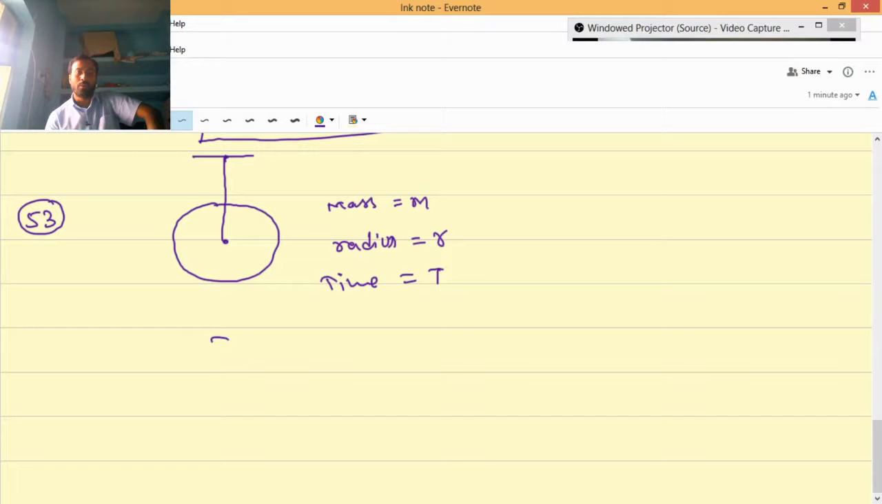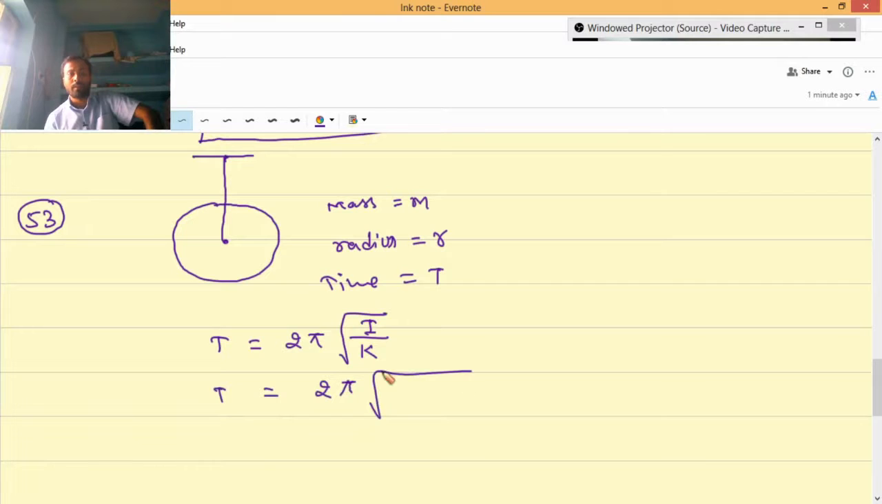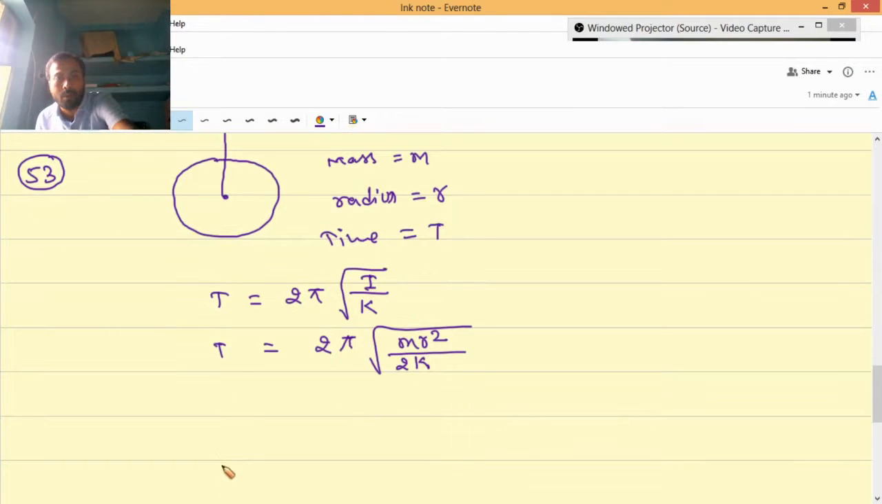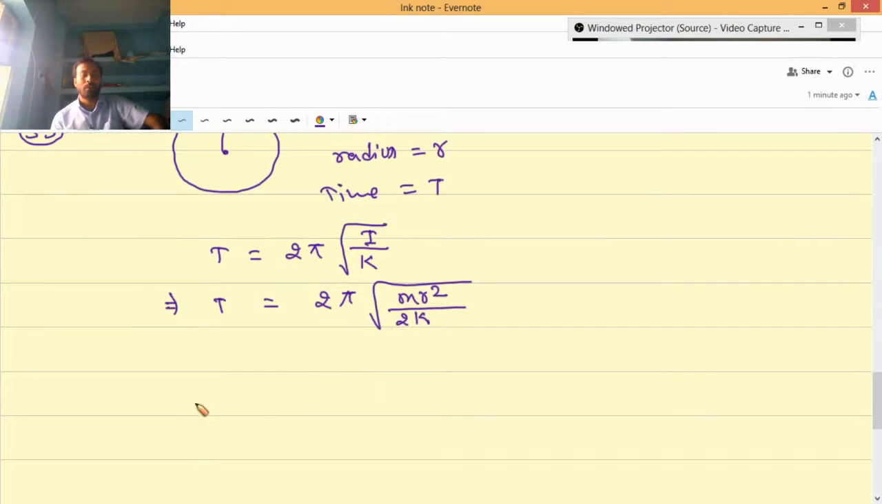For this particular scenario, the time period we evaluate is 2π√(I/k), where we consider the torsional constant to be k. Now we have to evaluate the moment of inertia about the center of mass, which will be mr² by 2. So T equals 2π√(mr²/2k). This value we have evaluated, so the torsional constant will come out in terms of T only.